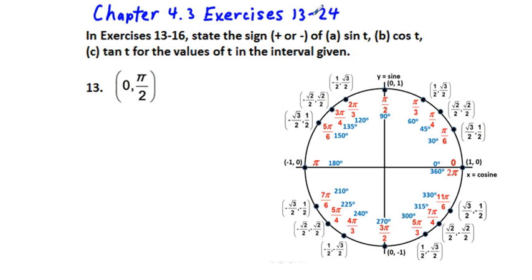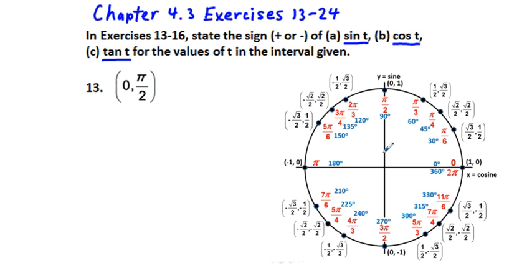Chapter 4.3, exercises 13 through 24. In exercises 13 through 16, state the sign, plus or minus, of A, sine of t, B, cosine of t, and C, tangent of t for the values of t in the interval given here. When we talk about t, we're talking about an angle.